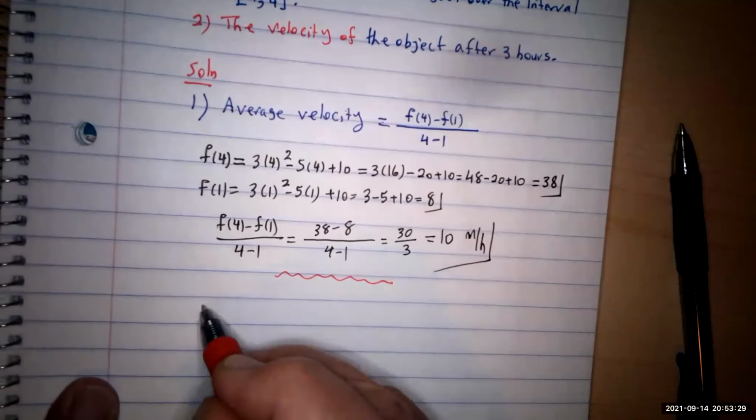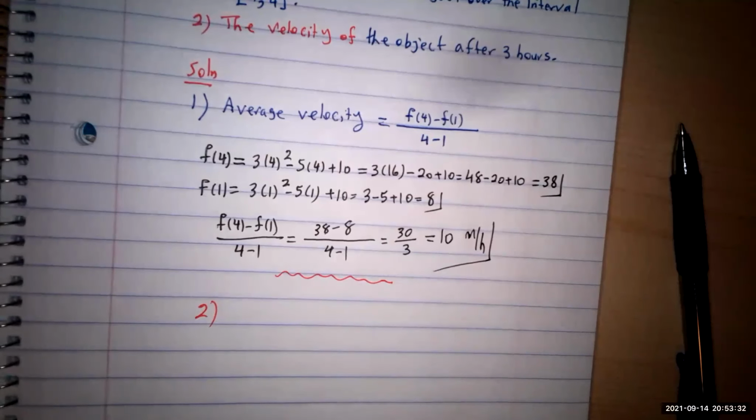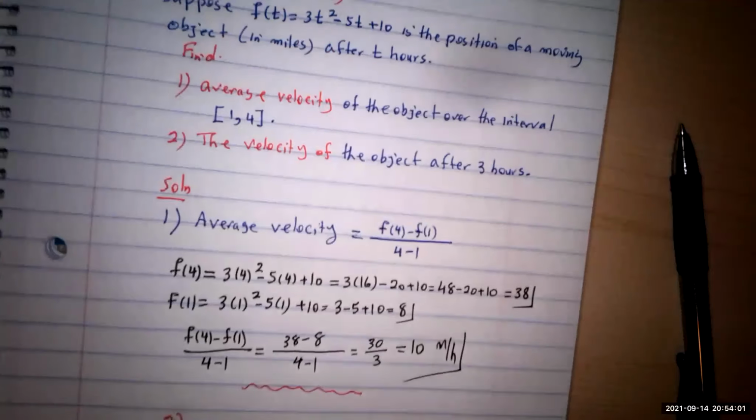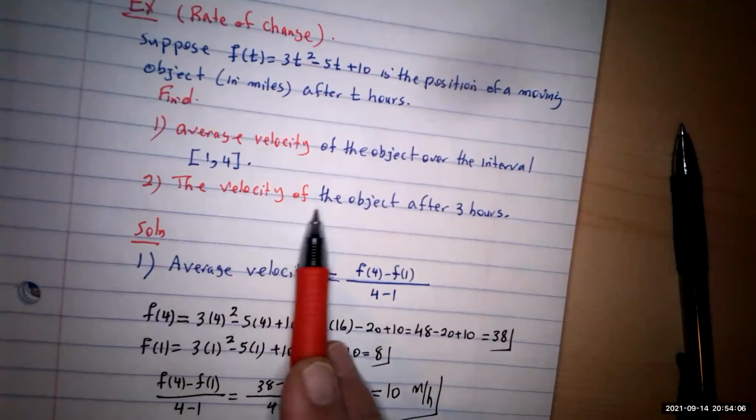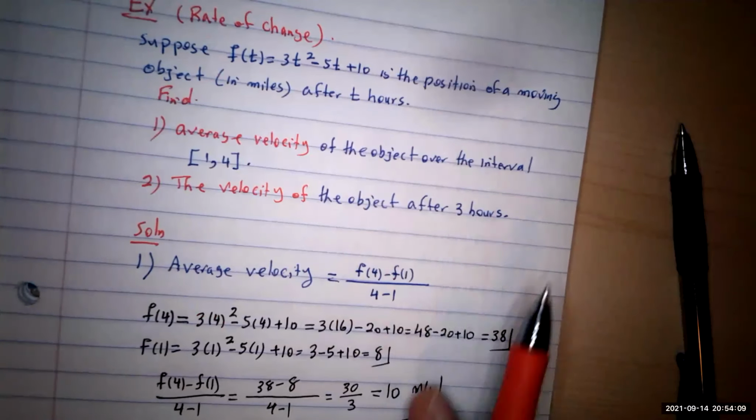Now the second part: instantaneous velocity, or just the velocity. Remember, I talked about when you are given a ticket. Instantaneous velocity is exactly at the time that the camera registers your velocity to give you a ticket. That is given by the derivative of the function. When they ask what the velocity is, it means the derivative. What is the derivative of the object after 3 hours? It means the derivative at 3.